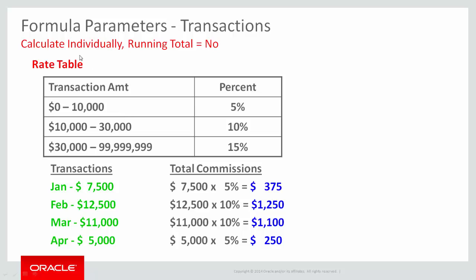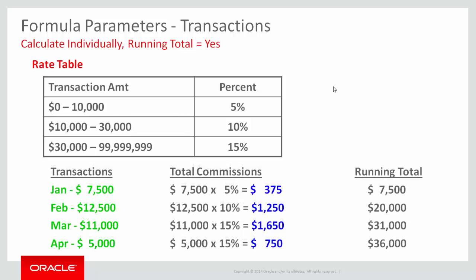So this is processing transactions individually, and this is running total no. So the question is, what happens if we change the flag from running total to no? Let's say we change it to yes. How is that going to work? We're going to use the exact same transactions.